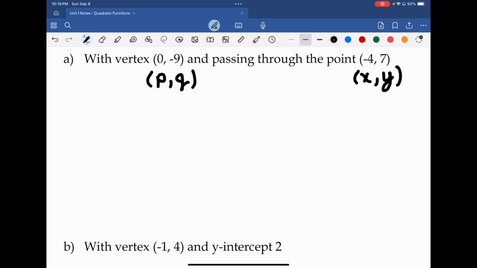So let's do that. We're going to start by putting together the original equation in terms of vertex form. I want to write it as y is equal to a(x minus p) all squared plus q. This is directly off your formula sheet, so don't feel like you have to memorize it. Now what I'm going to do is plug in the p, q, x, and y.